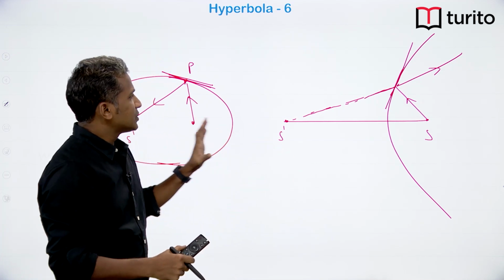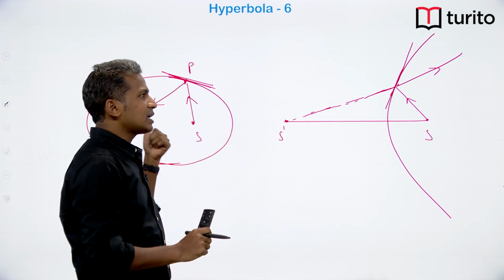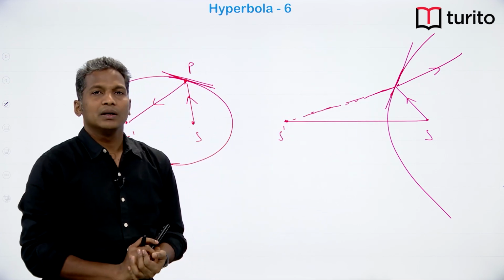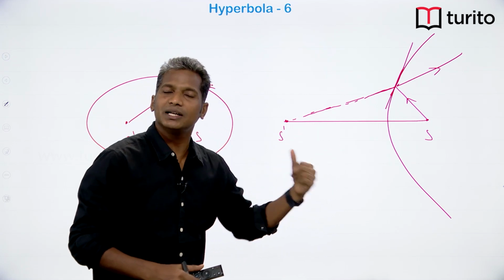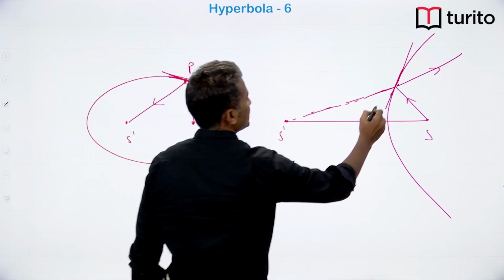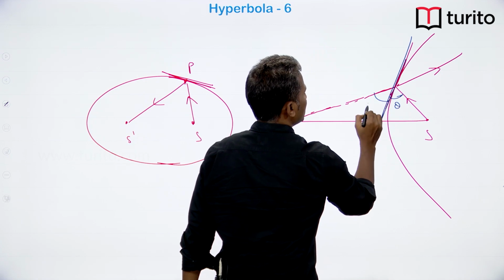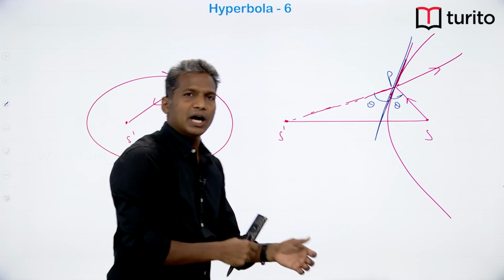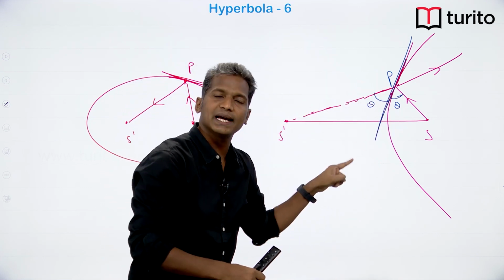Okay. So the idea is the same, and if you understand the property of the ellipse, you can also understand the property of the hyperbola. Now how do we prove this? We have actually proved it in the earlier property. So if I take this tangent and prove that this angle and this angle are equal, that means I have proved that the angle bisector of PS dash and PS is basically the tangent.